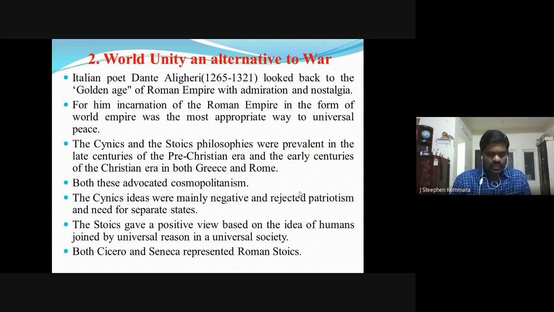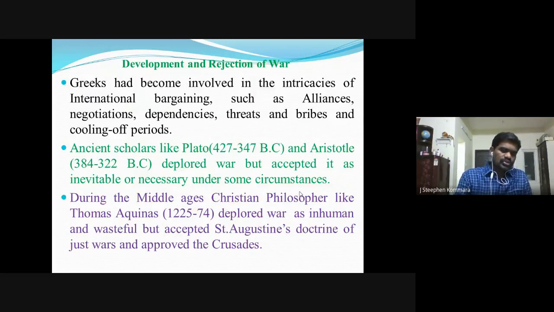Many other points also come under this development and rejection of war. Many philosophers, like the ancient Chinese philosopher Confucius, also deplored the use of coercion and pleaded for good faith and moderation as the key doctrines of interstate relations. Good close relations between countries are essential, Confucius said. Confucius was born in 551 BC and died in 479.